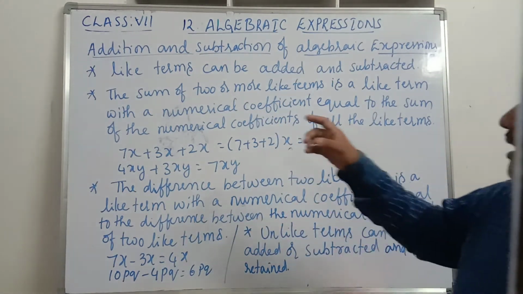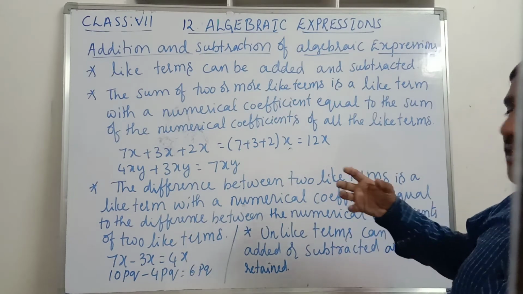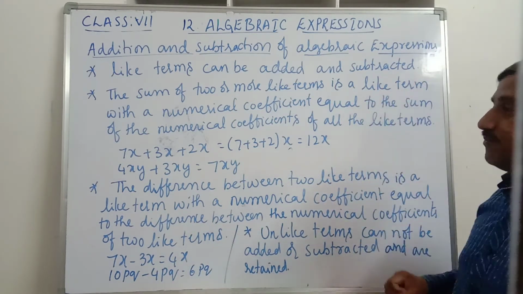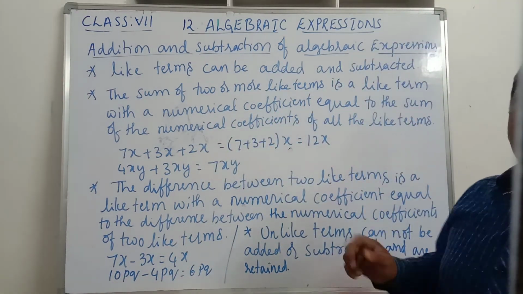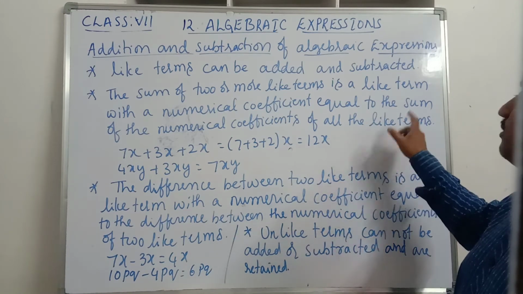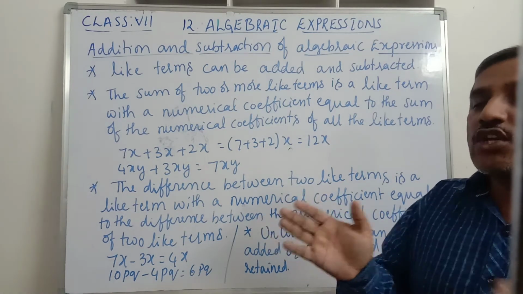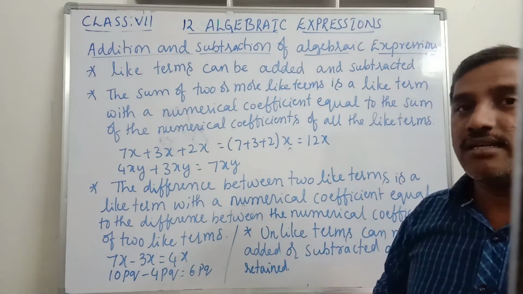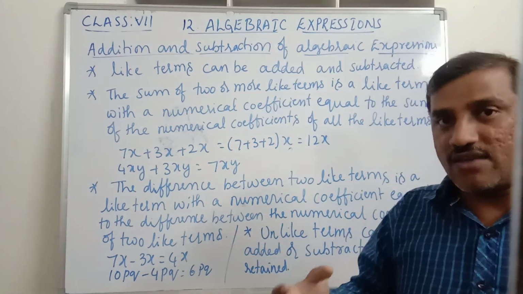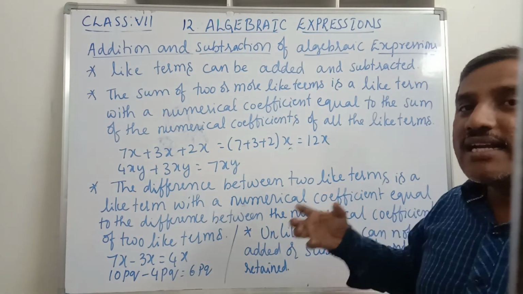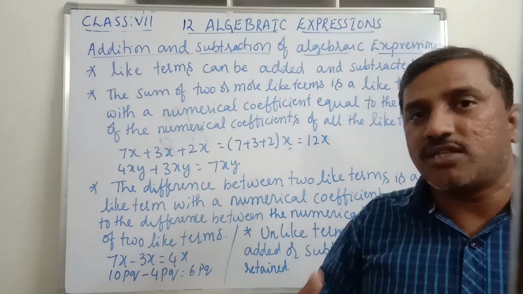How will we add? The sum of two or more like terms is also a like term, with a numerical coefficient equal to the sum of the numerical coefficients of all the like terms. So how will we add the two like terms? We will add just the numerical coefficients of the given like terms. Numerical coefficients means numerical factors. We will add them and write the result as a like term. So when we add two or more like terms, we will get a like term.